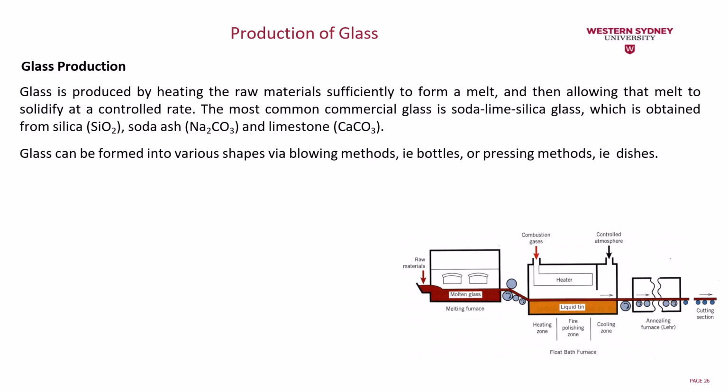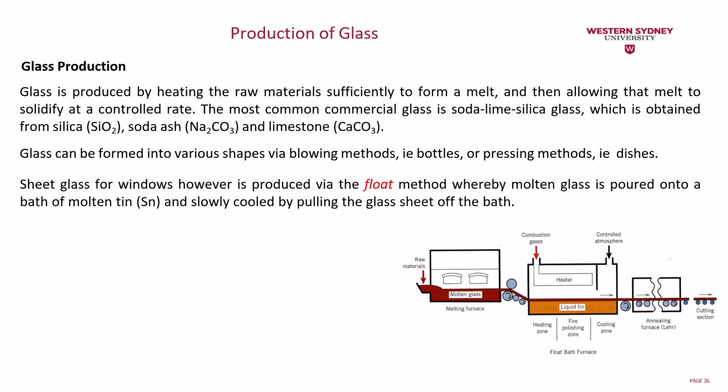Glass can be formed into various shapes via blowing methods, for example bottles, or pressing methods like dishes. Sheet glass for windows, however, is produced via the float method, whereby the molten glass is poured onto a bath of molten tin and is slowly cooled by pulling the glass sheet over the bath.